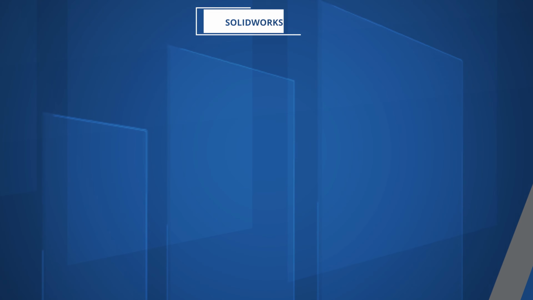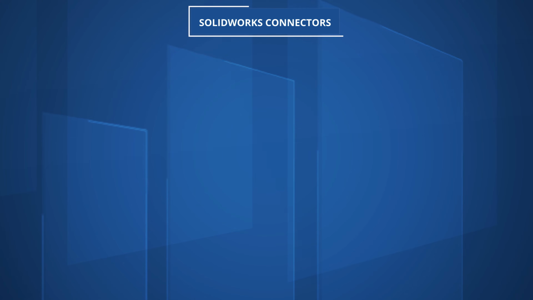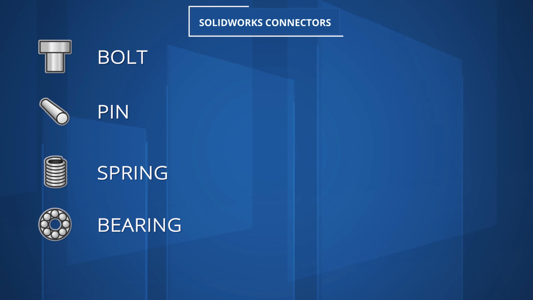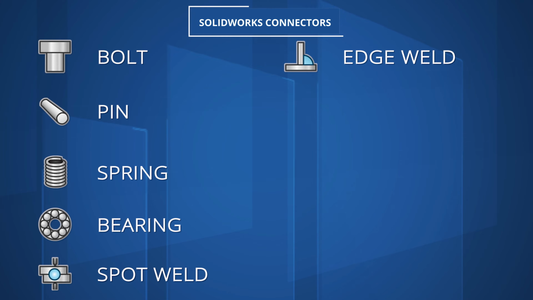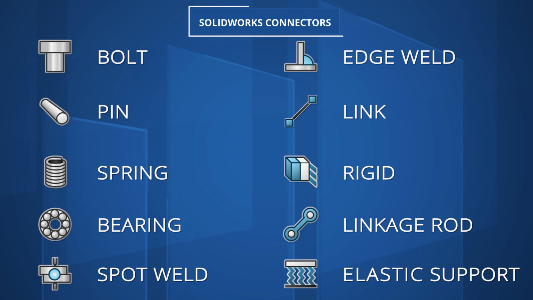In SOLIDWORKS 2024, there are 10 types of connectors available. Bolts, pins, springs and bearings, which we use to replace the physical hardware they represent. Spot welds and edge welds. And finally, link, rigid, linkage rod and elastic support, which are found in the fixtures folder.